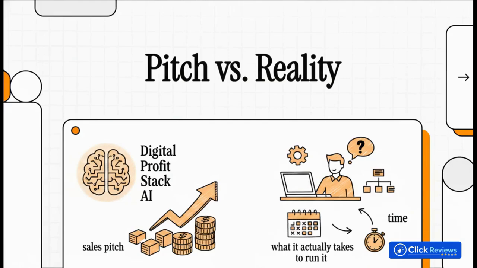Welcome to The Explainer. Today, we are cutting straight through the marketing hype surrounding a brand new product called Digital Profit Stack AI. We're going to objectively deconstruct this sales pitch. We want to see what this software actually promises, and honestly, more importantly, what it literally takes to run it in the real world. So if you're out there selling digital products online, you're definitely going to want to pay close attention to this one.